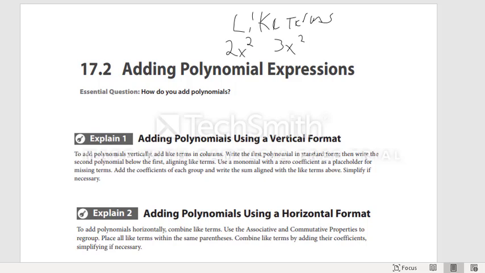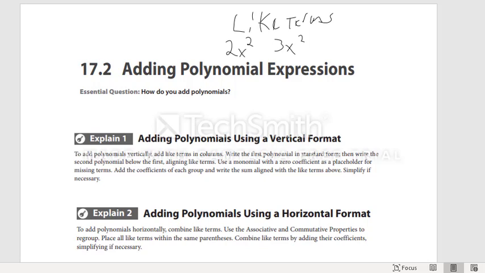Today we are going to look at 17.2, which is adding polynomial expressions. So for this, we need to go back to our like terms idea. We need to make sure that we understand that like terms have the same exponent on the same variable. They have to both match, right? So if we have 2x squared and 3x squared, they are like terms. They both have x squared.